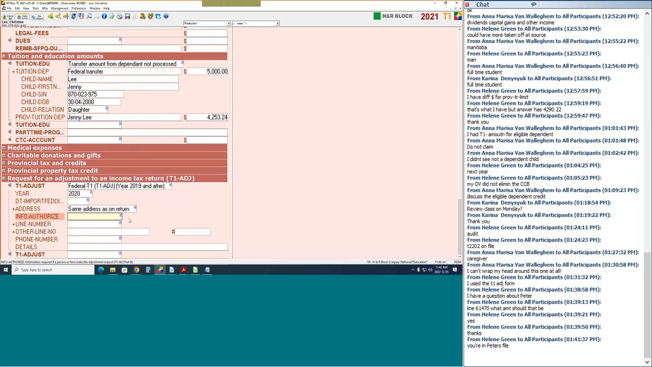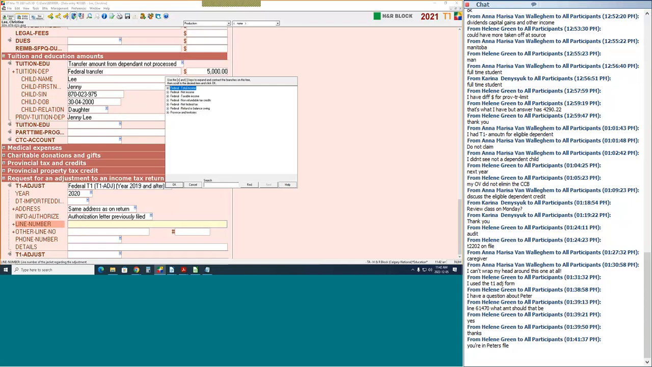If you are authorized because you have done CRA authorization, you can do autofill my return, you can do rep a client, all of those things. Then you're going to say authorization letter previously filed. That means you can sign that adjustment and you can do the online adjustment without getting a signature from her. Then it's going to ask you for a line number, and these line numbers are generally federal line numbers most of the time. So now we have to say which line numbers we're going to change.